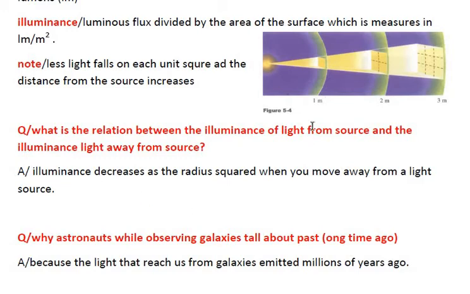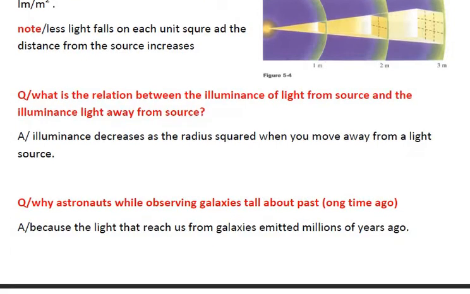So in here, as we said, the intensity of light is high, which means illuminance is high. But as we go a large distance from the source, here we have 3 meters, for example, the illuminance of light decreases, or we can say the intensity of light decreases.